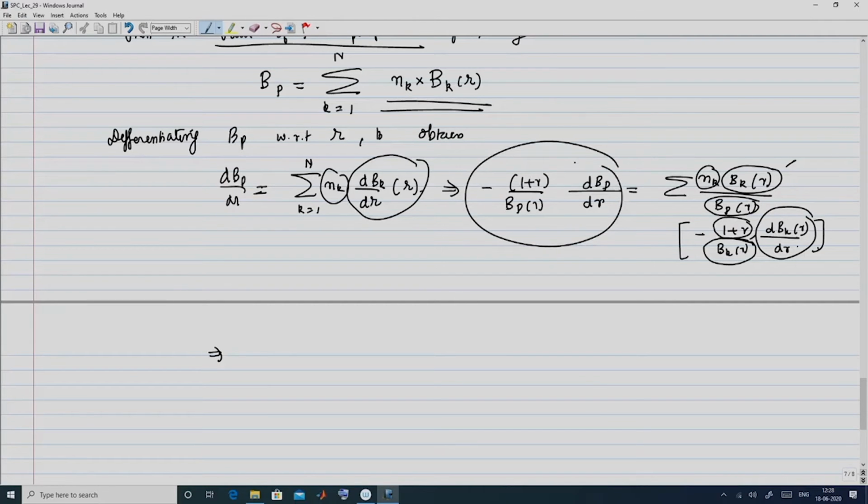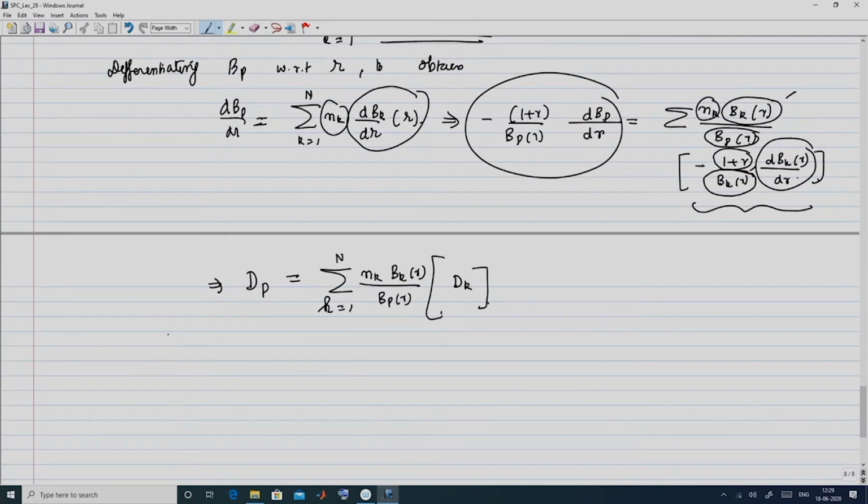So, by definition the left hand side is nothing but the duration of the portfolio, and this is going to be nothing but summation nk bk of r over bp of r, k is equal to 1 to capital N, with the remaining term that you see here, that by definition is dk. So, here what do we have? Here your dp is the duration of the bond portfolio, your dk is the duration of the kth bond.